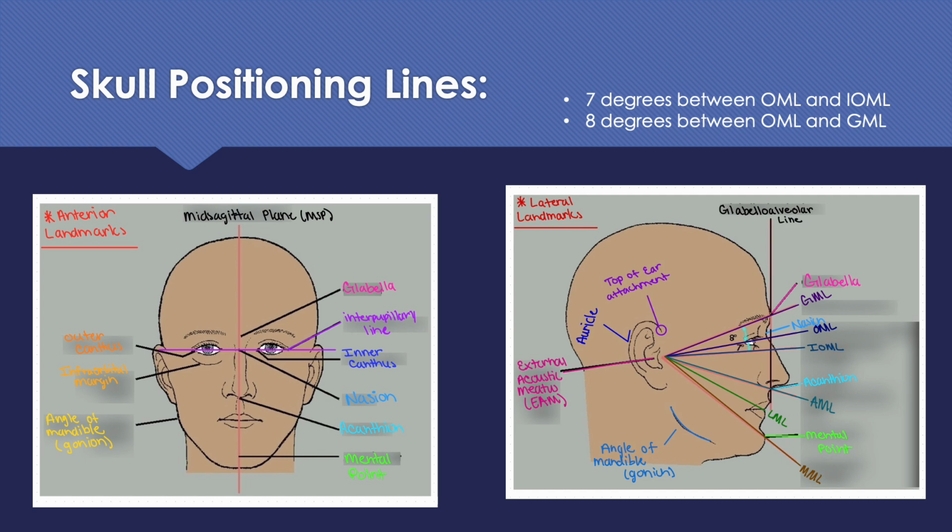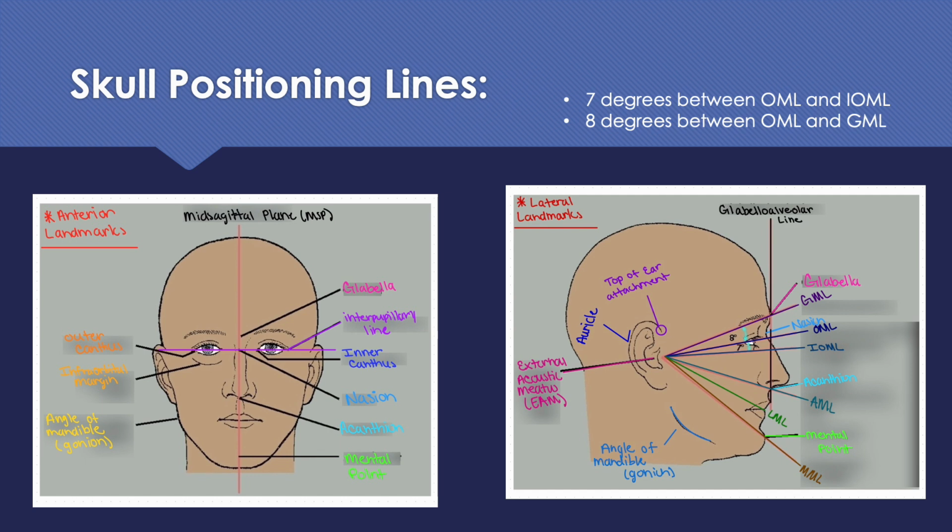For the lateral landmarks, we will always go from the EAM to find the lines of our face. So starting from the EAM, we can make the GML. We have the OML. We have the IOML. And then we have the AML. And then we also have the LML and MML, along with the top attachment of the ear. Here's the angle of the mandible once again. And then we have the glabellomeatal line.